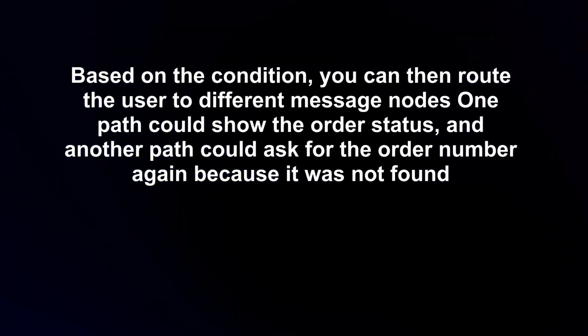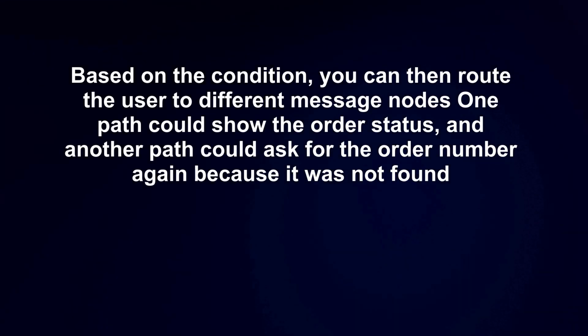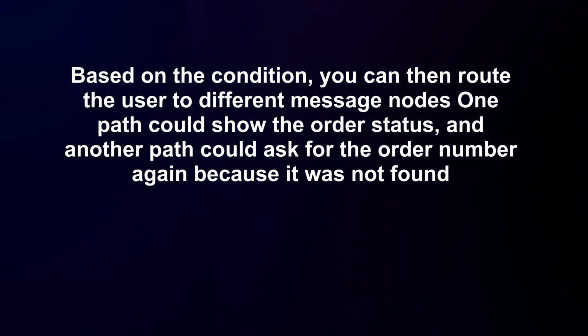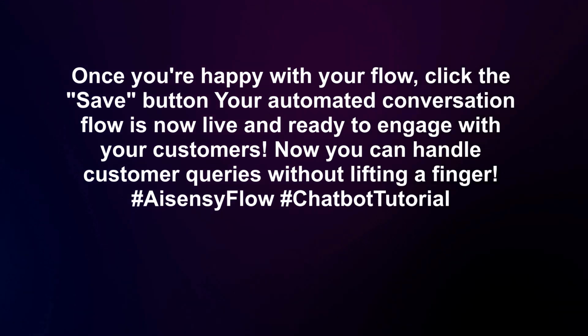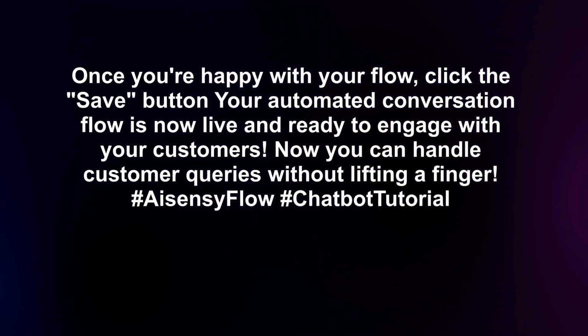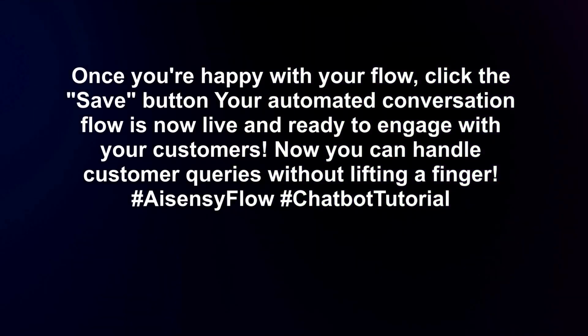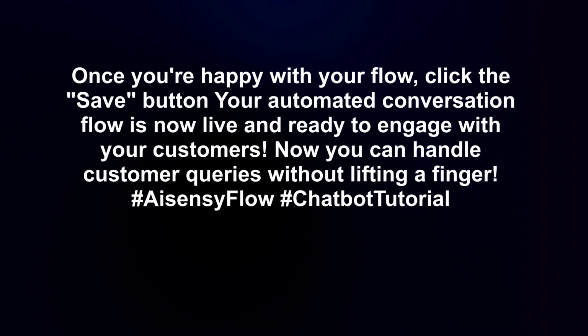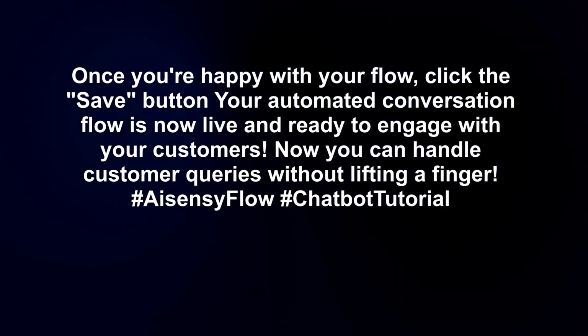One path could show the order status, and another path could ask for the order number again because it was not found. Once you're happy with your flow, click the Save button. Your automated conversation flow is now live and ready to engage with your customers. Now you can handle customer queries without lifting a finger.